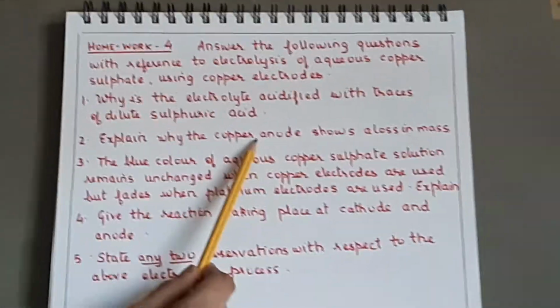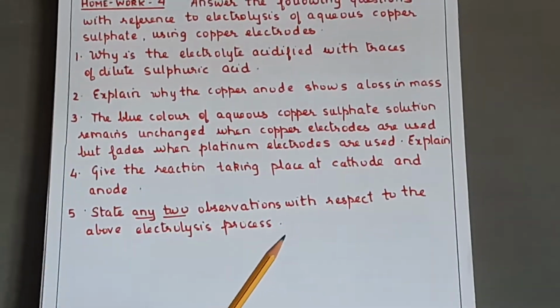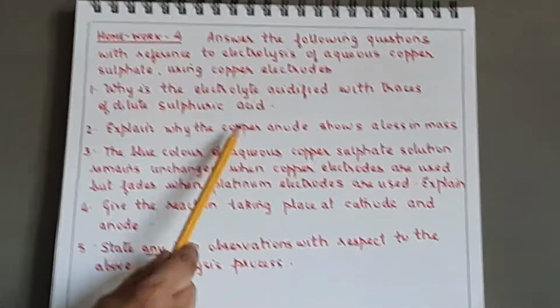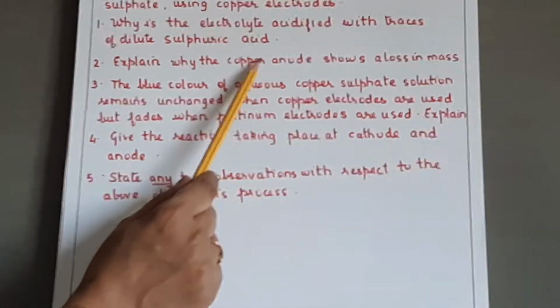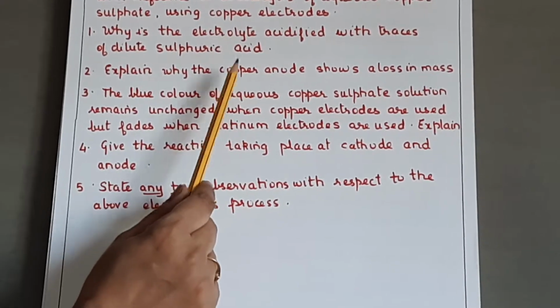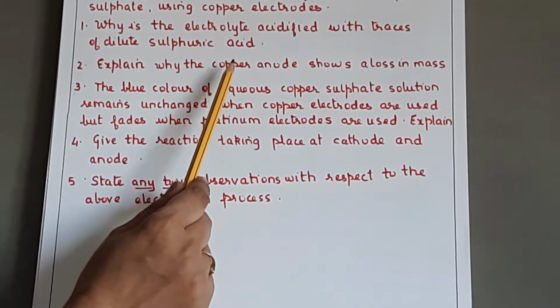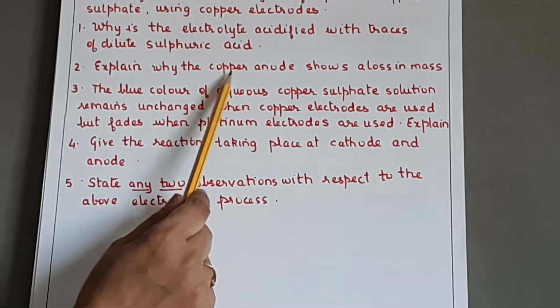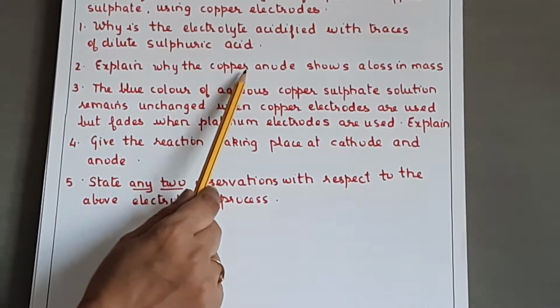Now for this you will have to mention that the hydroxyl ions and the sulfate ions both migrate to the anode but neither are discharged. Instead, the copper anode, which is the active electrode, loses electrons to form the ions. So the anode decreases in mass.